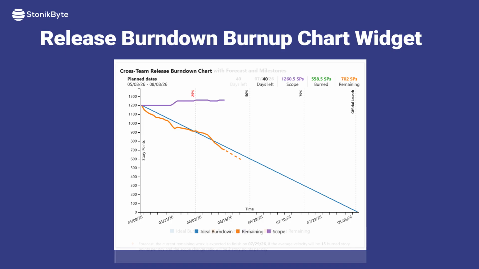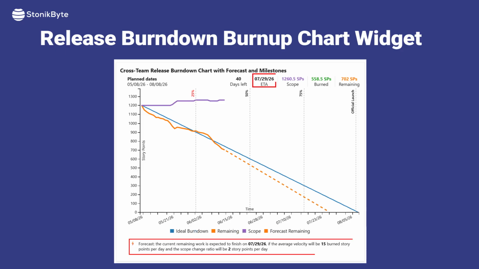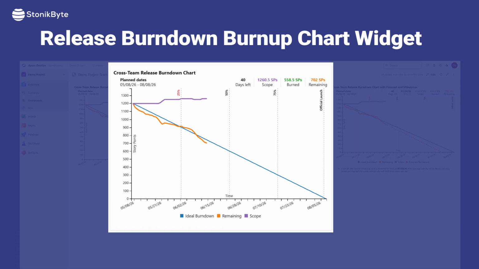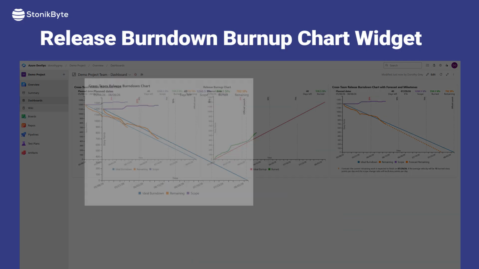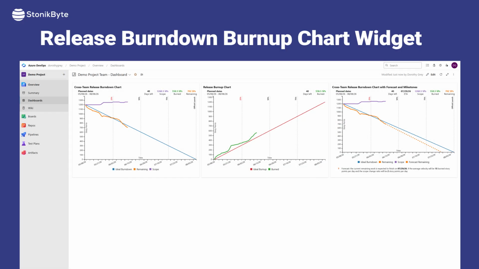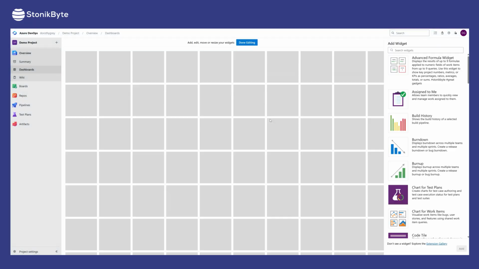In addition, it can display a forecast and estimate the final release date based on the overall team velocity, and optionally, the scope change ratio. The series to be displayed are configurable, thus allowing you to use the gadget as a burn down, burn up, or both, providing a flexible tool to monitor your project in a truly agile way. Now, let's see how it can be configured.